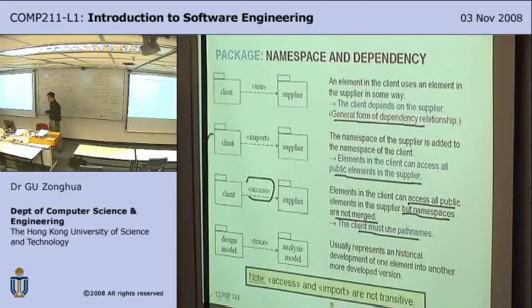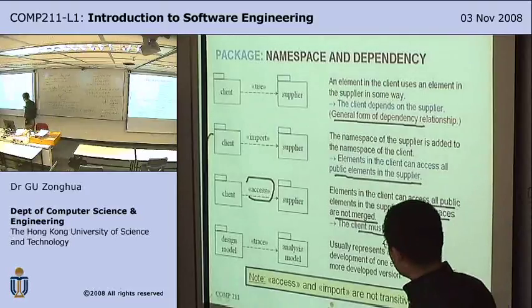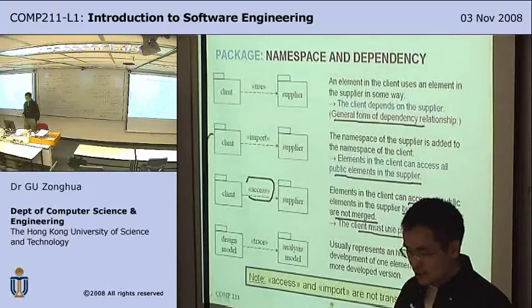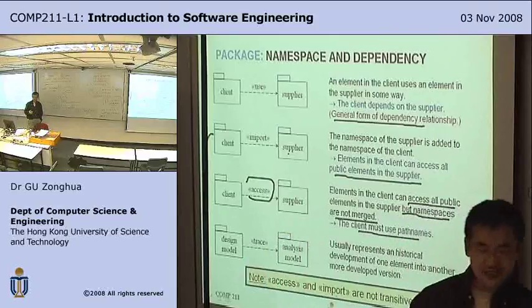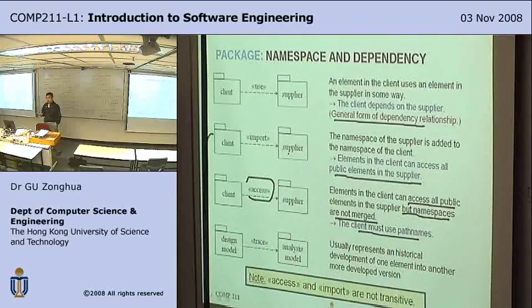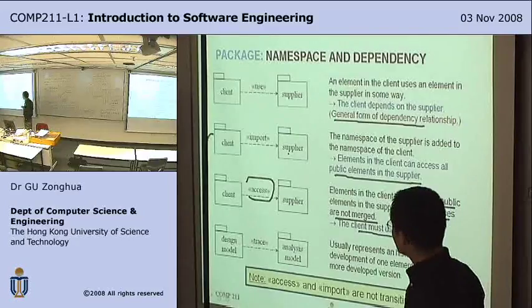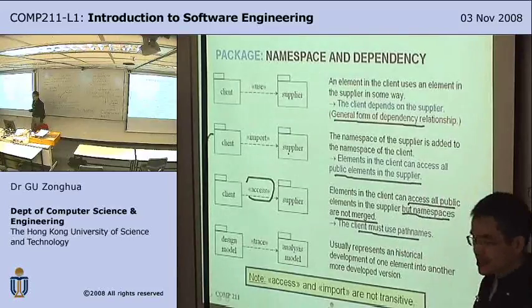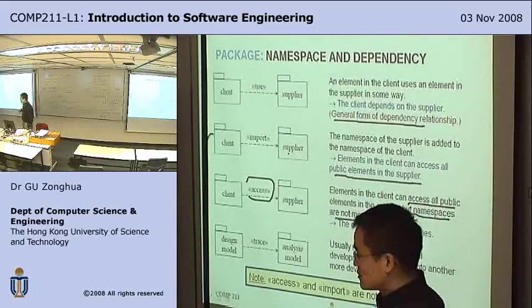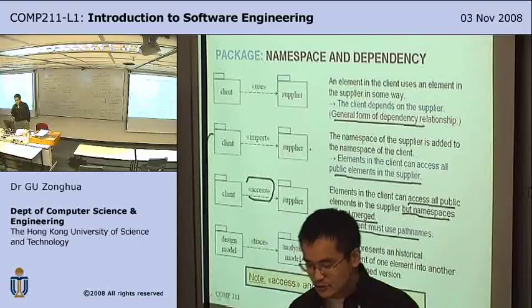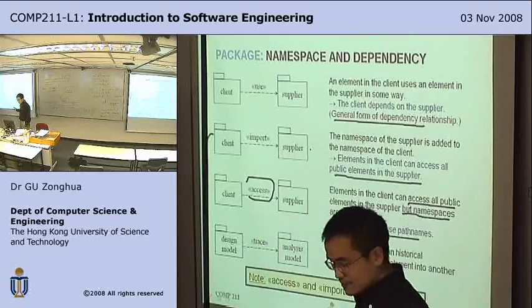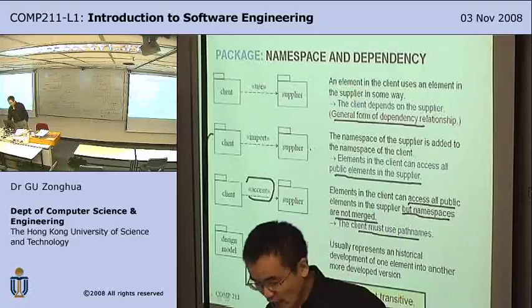Say with the path name supplier class name. So if you use import, then you must make sure that there's no name conflicts. If you have the same class name in the client and server packages, then you cannot import unless you change the name. But access is okay because you keep the whole path name of the supplier elements.